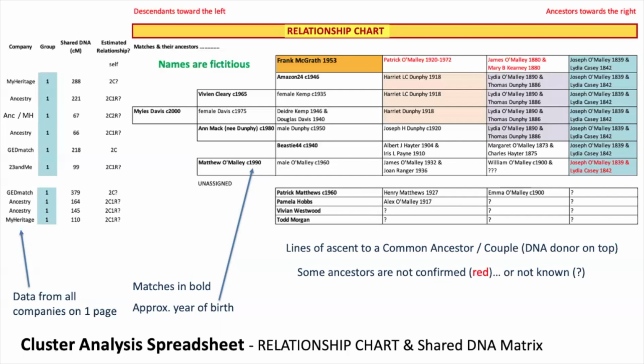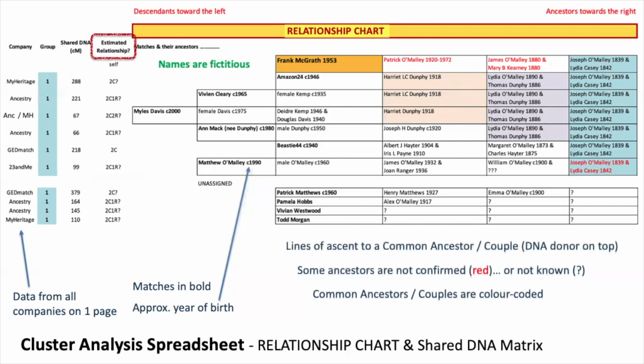Some ancestors are not confirmed yet, and they're in red or not known. And common ancestors are color-coded. So Lydia O'Malley here is in purple, Joseph O'Malley is in blue, Harriet Dunphy is in orange. So that is the color coding. I also have a column for the estimated relationship, which you can guess based on the amount of DNA that people share with each other.